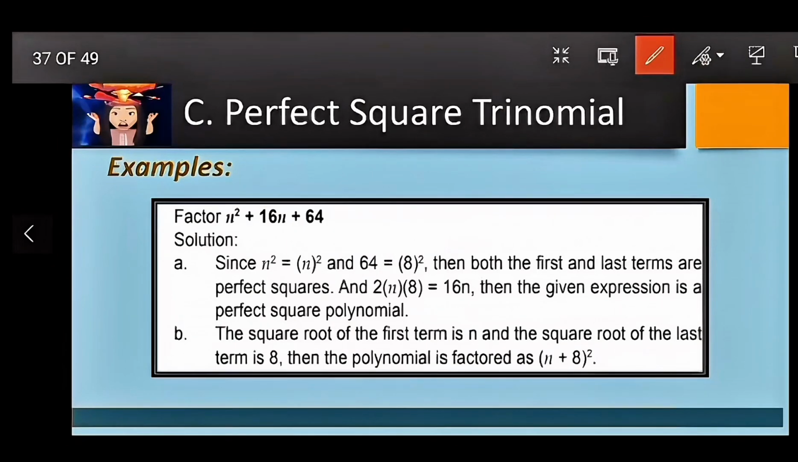So next step, we will get the square root of the first term, which is n, and the square root of the last term, which is 8, and square it. The factored form of n squared plus 16n plus 64 is (n plus 8) squared.